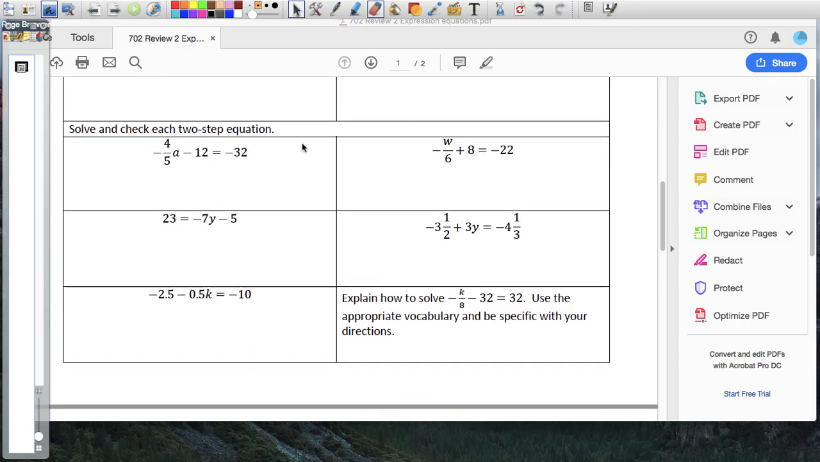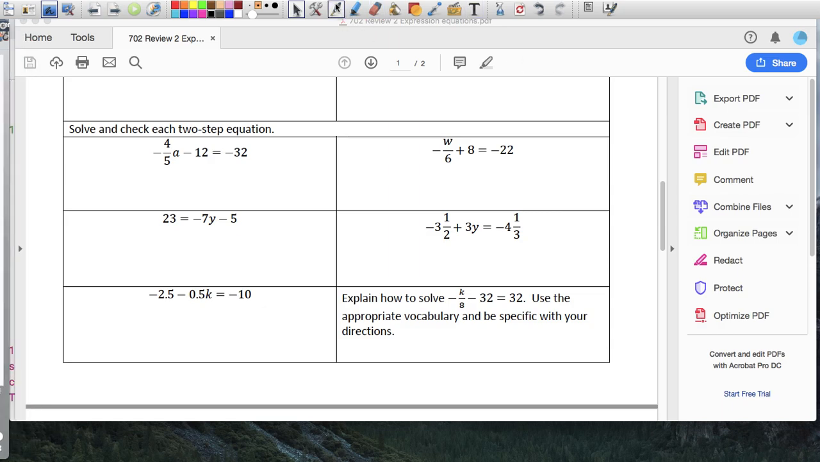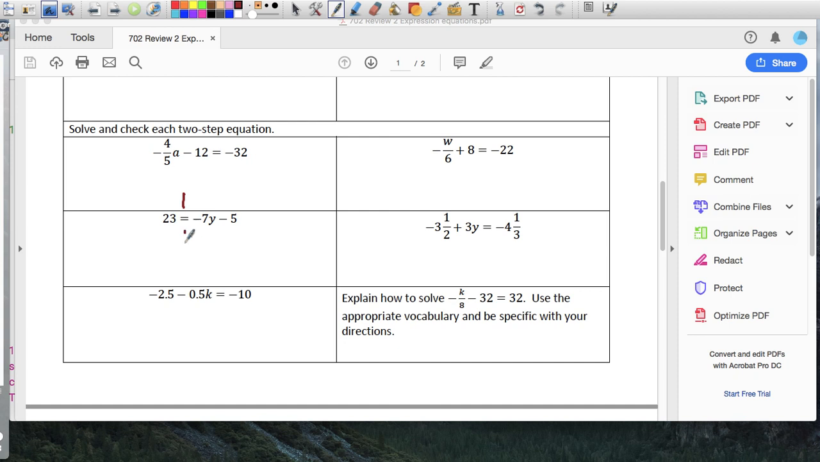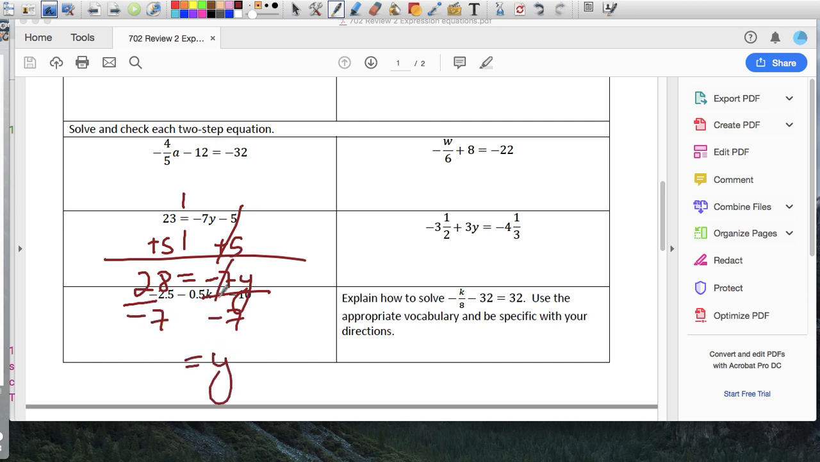I'm not going to do too many because you don't need to. Well, let's do one of these. So I want to get rid of the constant, so I'm going to do plus 5, and plus 5 over here. These two become 0. I can drop down the negative 7y. On this side, 23 plus 5 is 28. I will divide both sides by negative 7. If I cross these two out, they become 1, and y equals negative 4.